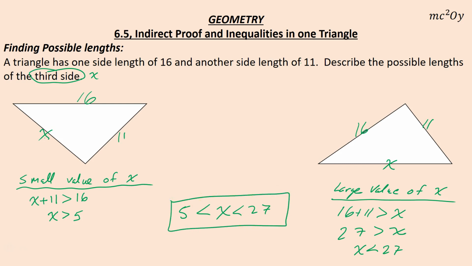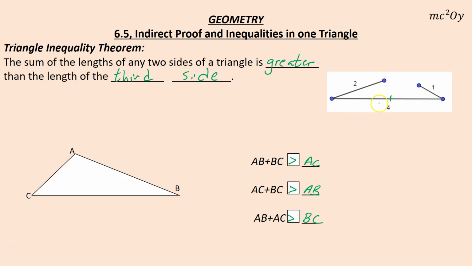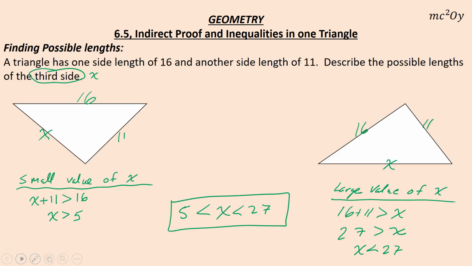Those are our possible lengths. Can't be 5 or 27. If it's 27 here, it doesn't make a triangle. And if it's 5 here, it doesn't make a triangle. Remember, it just kind of falls flat and lies on the other line. Okay? So, those are our scenarios. I think that's all I got. Yep. All right. Good luck.